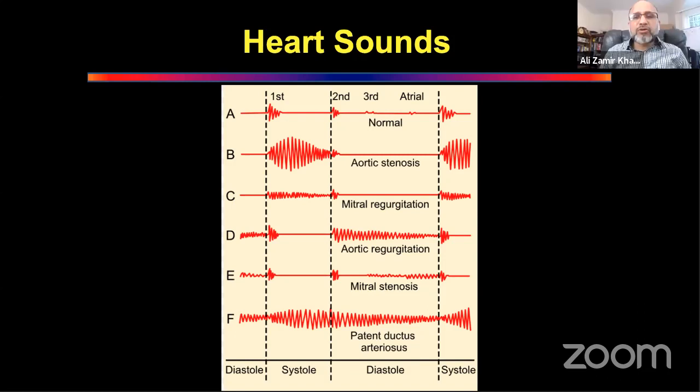Then... Go slow. You're doing really well. Yes, just go slow, because people are trying to understand. They're looking at the picture and trying to understand what you're saying.